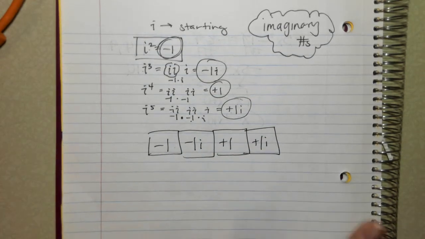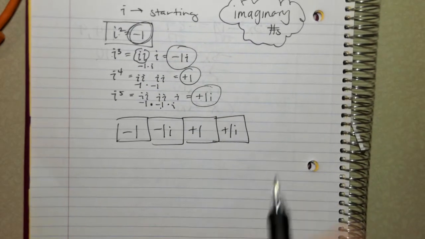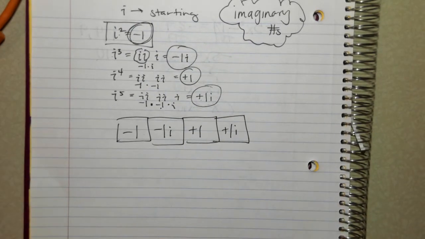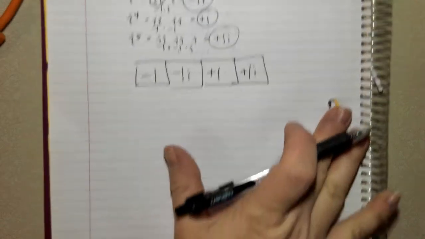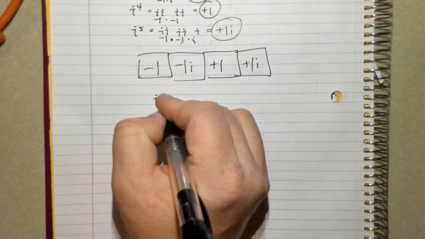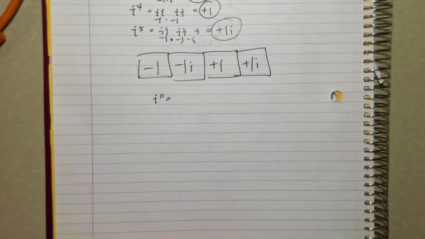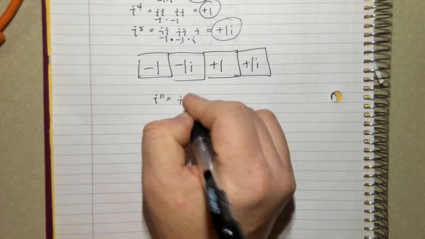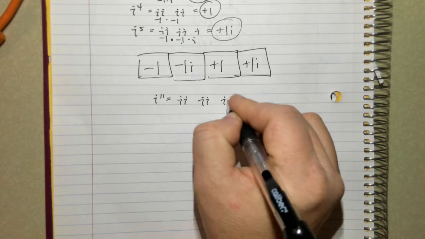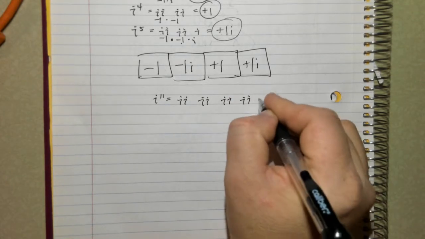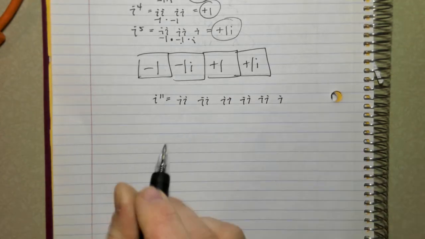Okay. So we're going to start right now, and we're going to evaluate, and I'm going to show you the really long way to do it, and then how we can count on our fingers. If I said to you i to the 11th, watch how long this is. Do not write this down. 11 i's. 1, 2, 3, 4, 5, 6, 7, 8, 9, 10, 11. What do we know about 2 i's? What does 2 i's equal?